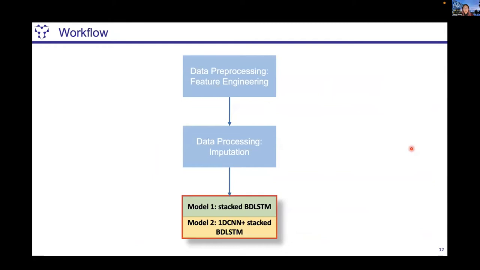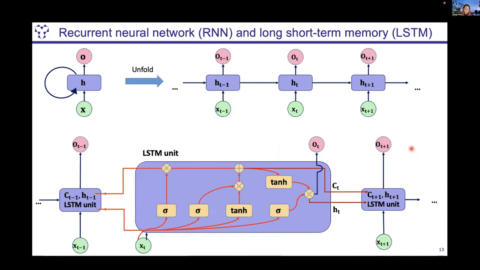Okay, so let's move on to step three. In this step, we've deployed two models. One is using the stacked bidirectional long short-term memory, and the other one is combining the 1D convolutional neural network plus the stacked bidirectional long short-term memory. Before diving into the detailed workflow, we could give some definitions of recurrent neural network and long short-term memory, and also bidirectional long short-term memory, and also the convolutional neural network.